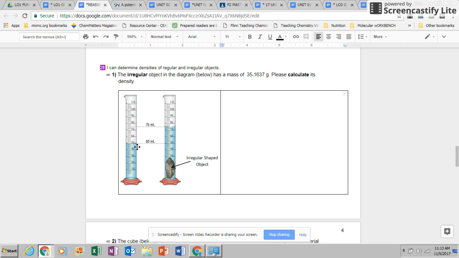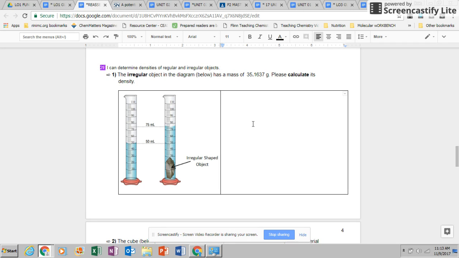In this case, we have an original volume of 50 milliliters, and then the final volume is 75 milliliters. It looks like a rock, but we're not sure because it doesn't say. It must have caused our liquid to rise 25 milliliters. So if we subtract the final, 75 milliliters, minus the initial, 50, we know the object has a volume of 25 milliliters, because that's the space it has taken in the liquid.